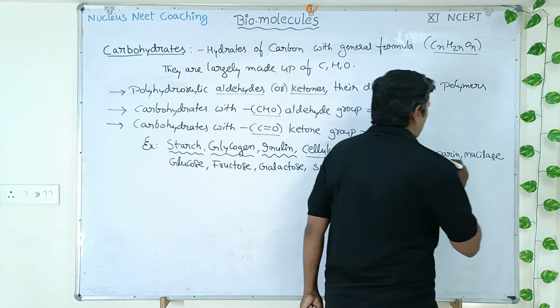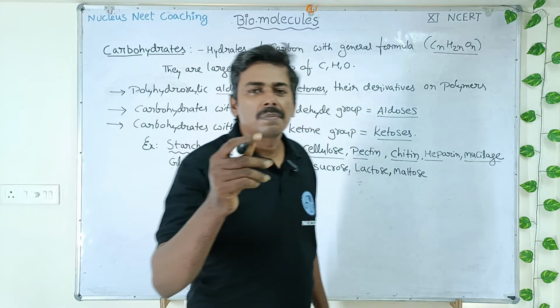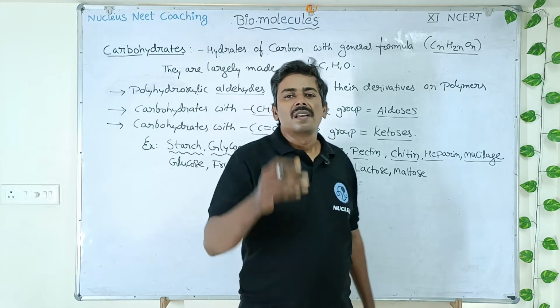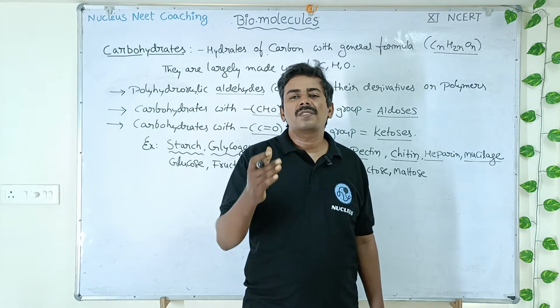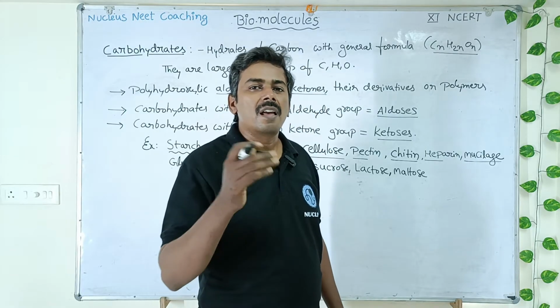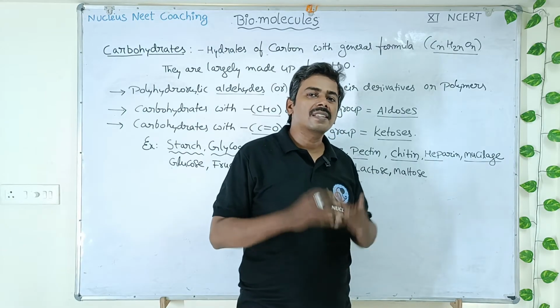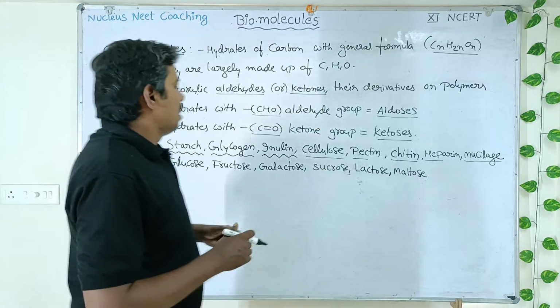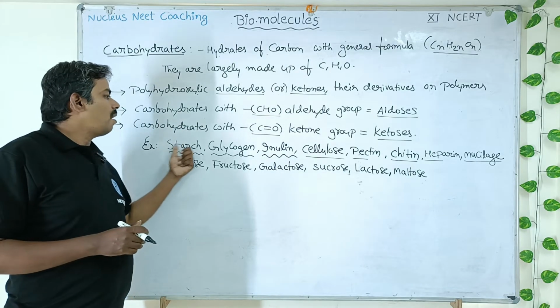Next is mucilage. Just now we have discussed, mucilage is a slimy substance which has a sticky nature. Mucilage is produced by both plants and animals. In plants you can see mucilage in the aloe vera leaf, as we have just discussed, and it is also present in lady's finger fruit. Mucilage is a slimy material. Okay, this is the list of polysaccharides.